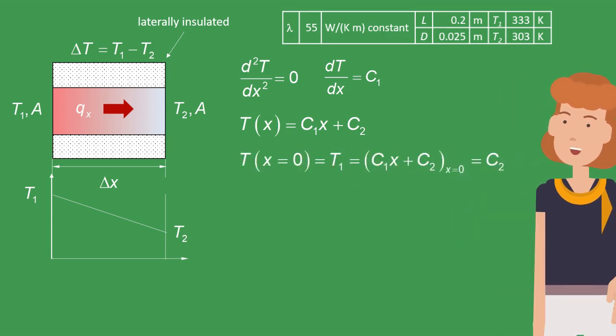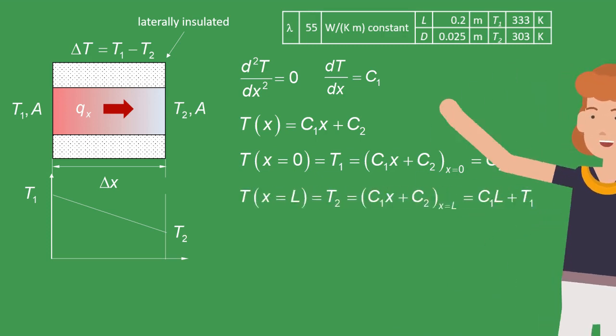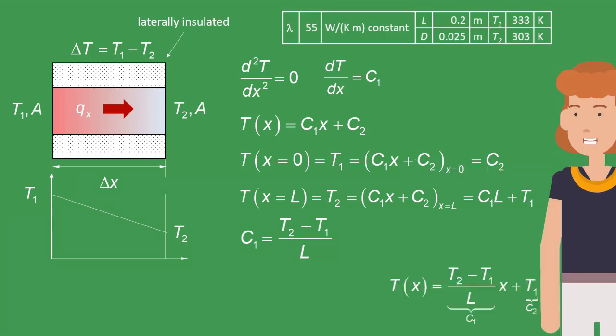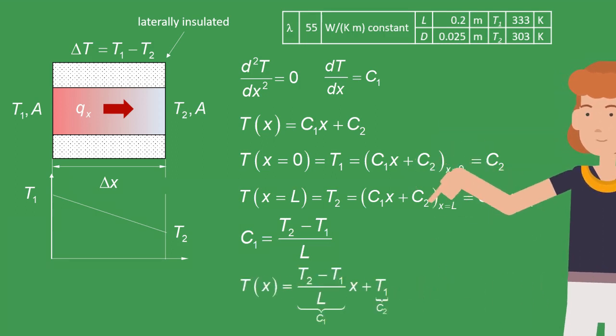From the boundary condition at x equals 0, we deduce that C2 is equal to T1. From the boundary condition at x equals L, we can find the expression of C1 as a function of the temperatures and the length of the cylinder. Combining all these results, we obtain T as a function of x.